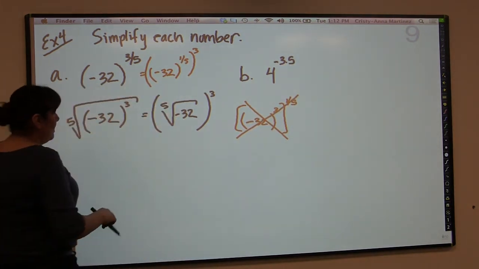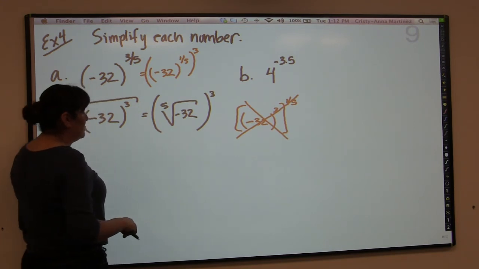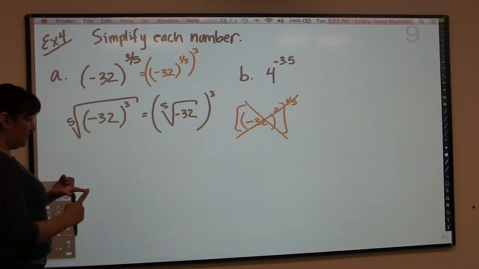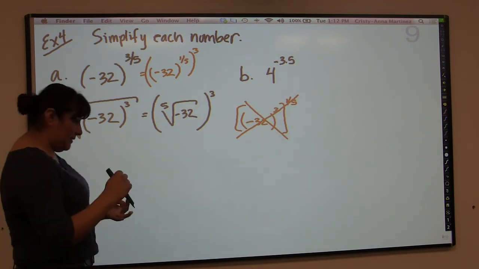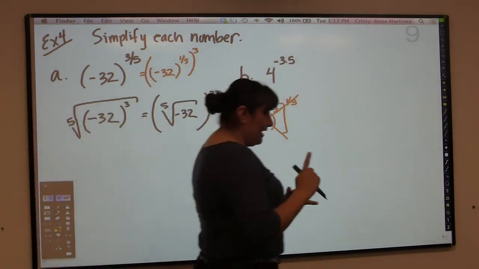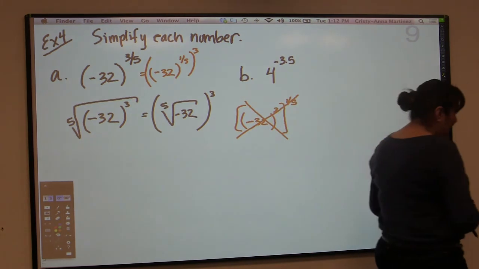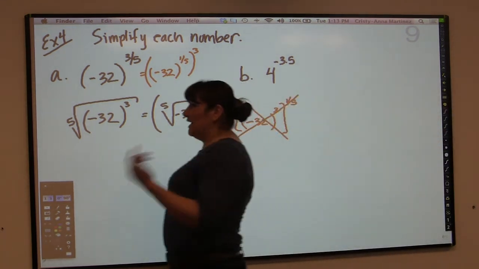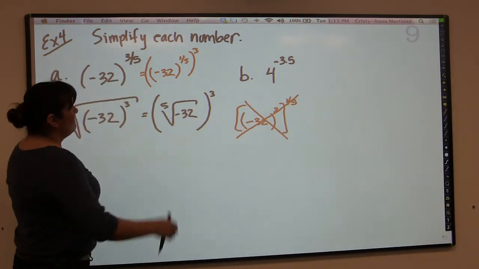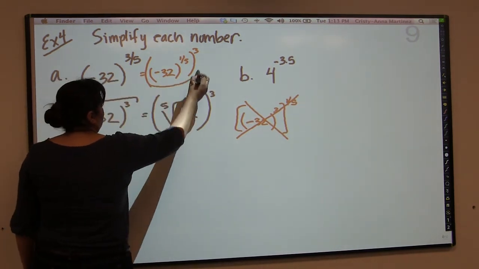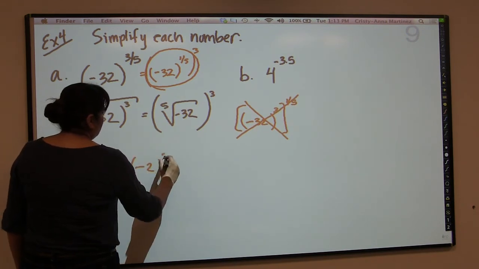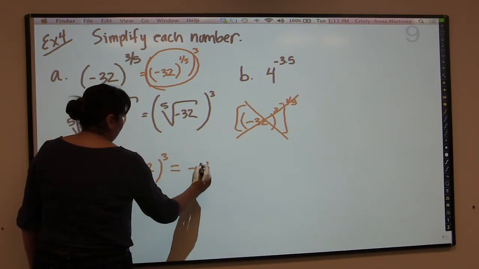But I do know what negative 32 to the 1/5 power is. And that's negative 2, if I take negative 2 times negative 2 is positive 4, and positive 4 times negative 2 is negative 8, and negative 8 times negative 2 is 16, and 16 times negative 2 is negative 32. 5 times. So this is negative 2. So now I have negative 2 to the third power, which is just negative 8.